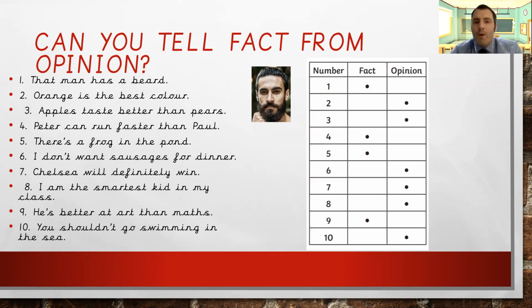There's a frog in the pond. We can see that there's a frog in the pond. It is a fact. The next three, so 6, 7, and 8, were all opinions. Number 9, he's better at art than maths. Yep, you can see that. You can look at his maths work. You can look at his artwork. You can see clearly the difference.